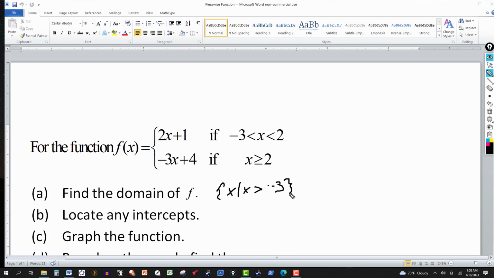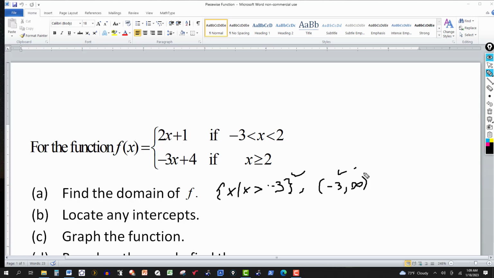This is the domain. In interval notation, it's this. So for the domain, and you'll see that a little clearer when we do the graph, it's x greater than -3. X is greater than -3. And then you can also give the interval form. Parentheses here, because it doesn't include the -3. And comma, and then infinity. These are the same.